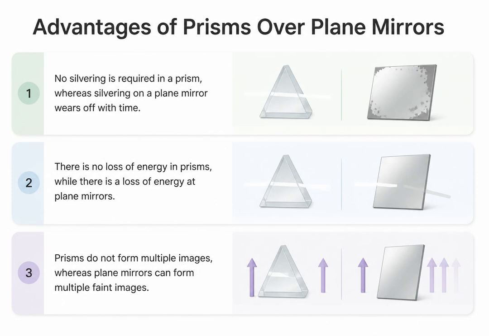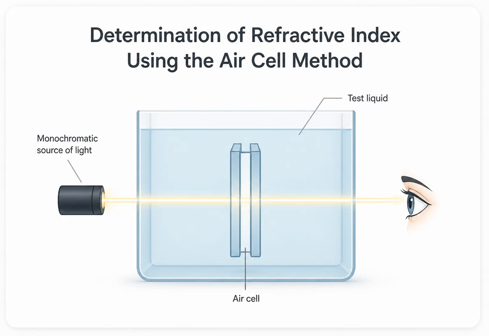Why use prisms instead of plain mirrors in these optical devices? First, mirrors require a silver coating that degrades and wears off over time, whereas solid glass prisms do not. Second, prisms reflect light via total internal reflection, with zero loss of energy, unlike mirrors which absorb a small fraction of the light. Finally, the thick glass of plain mirrors can create annoying multiple faint reflections, but prisms provide one crisp, clear image.